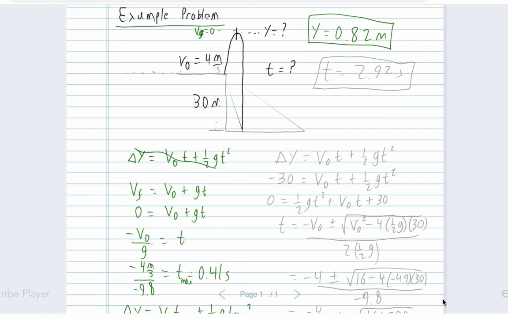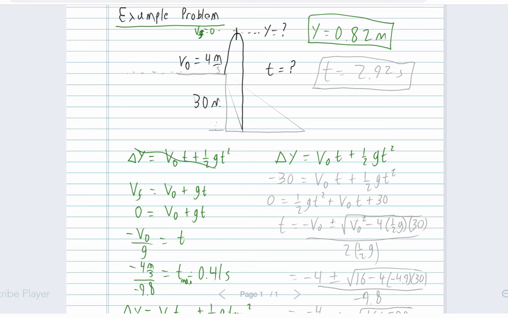Now, let's do the other one, t. Okay. Now in this case, we don't have to worry about the fact that it went back up and down. All we need to do is brute force it into the equation that we have. So we're going to say change in y equals v naught t plus 1/2 gt squared.